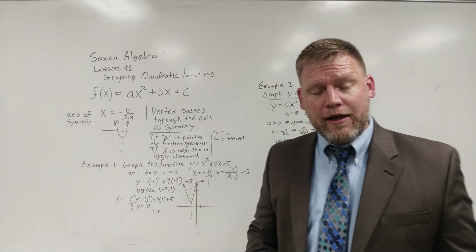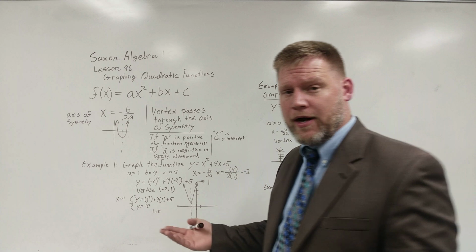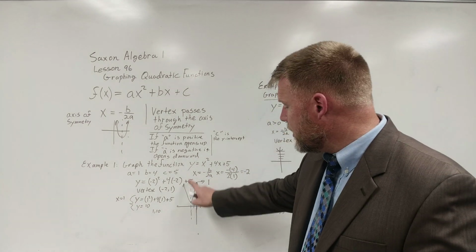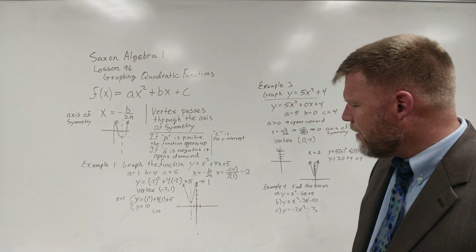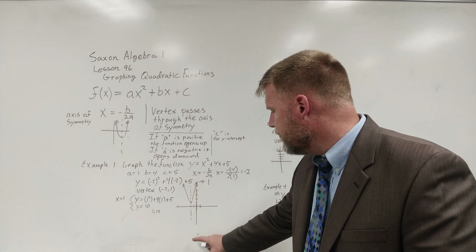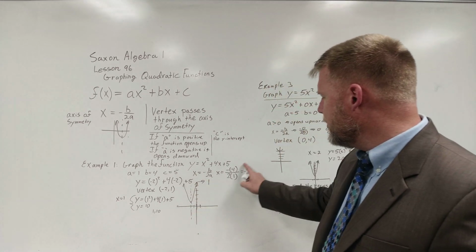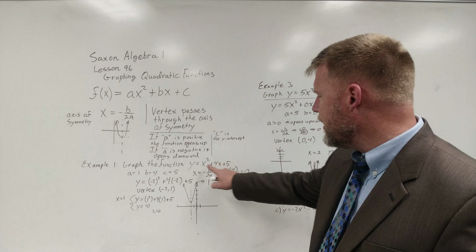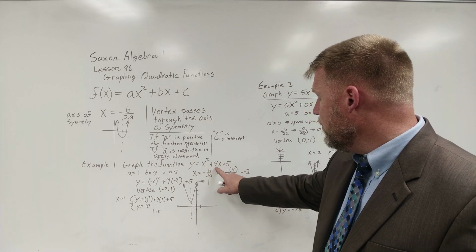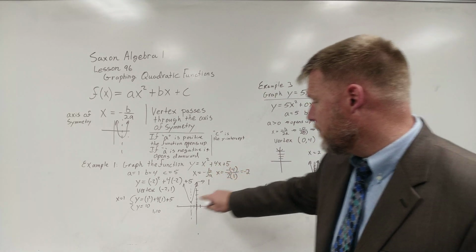I know that the left-hand side of the graph is going to look exactly like the right-hand side. So I need to be able to take this and figure out where that vertex is on this line. Well, because I know it passes through there, I'm going to take this negative 2 and plug it back into here. So negative 2 squared plus 4 times negative 2 plus 5. And I've done that right here.